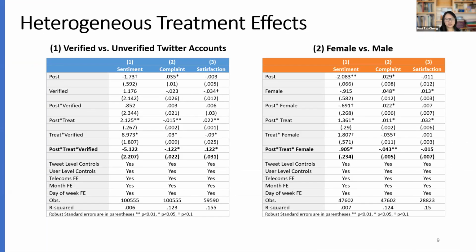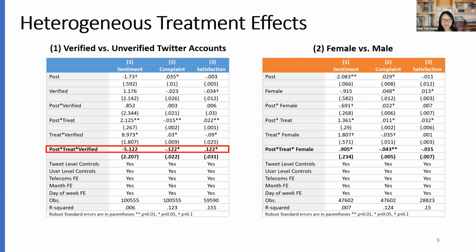We also test two heterogeneous treatment effects. The first is verified versus unverified Twitter accounts. The other is gender. Verified Twitter accounts are legit and belong to well-known public figures in society, such as sports players or reporters. We conjecture that verified users are significantly different from unverified users, so we test the heterogeneous treatment effect. The results show that verified users have fewer complaint tweets, and they are more likely to express satisfaction in the conversation.